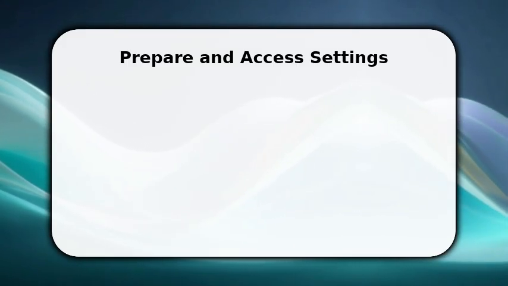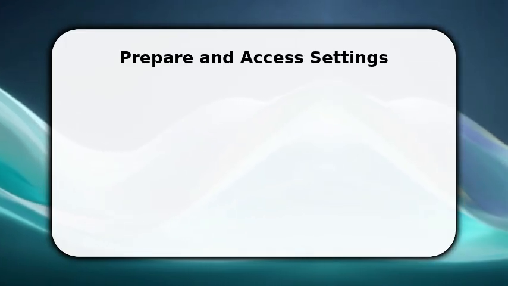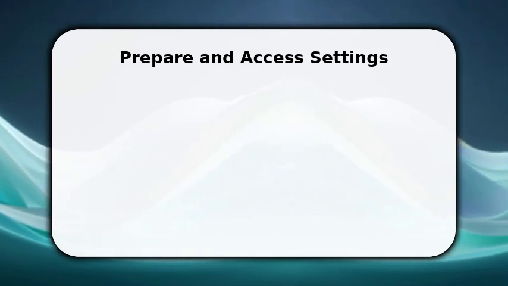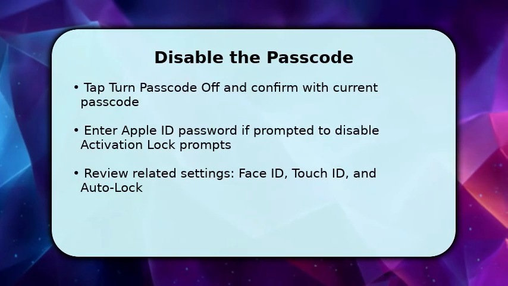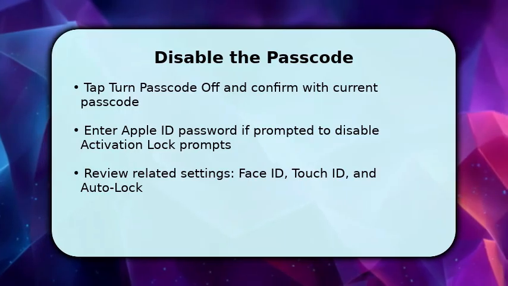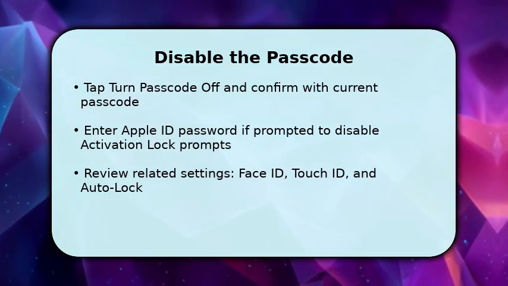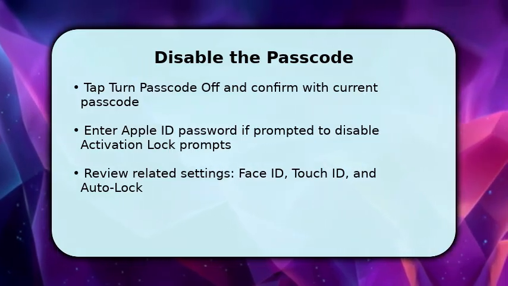This step ensures you can toggle security features without being locked out and avoids unexpected data protection prompts. You tap Turn Passcode Off and confirm with the passcode you just entered because iOS requires reauthentication to change security settings. If iOS asks for your Apple ID password, enter it to complete the deactivation and avoid activation lock issues.